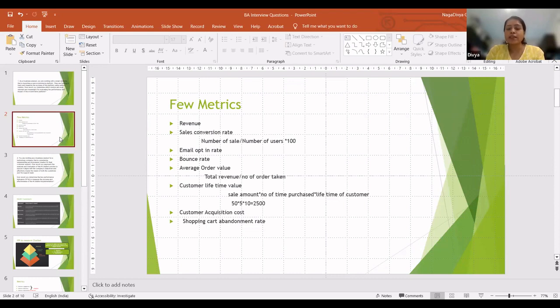The next one is email opt-in rate. What is email opt-in rate? Whenever we visit any website, like Amazon or any other new website, we will have two options to sign in and do our shopping. The first one is to sign in as a guest, and the second one is to create an account. So it means that you're subscribing to that particular website.